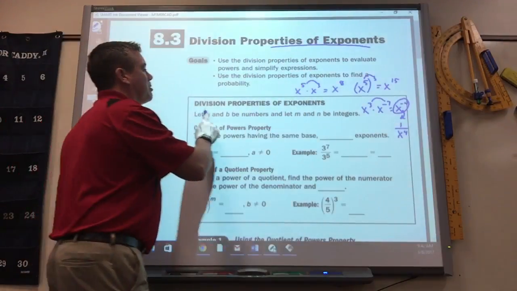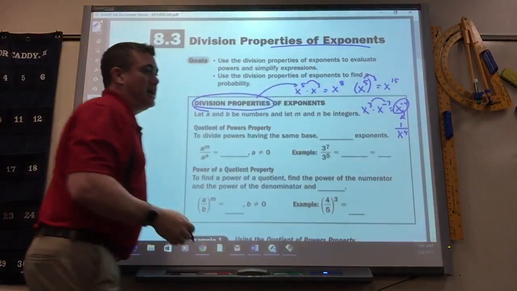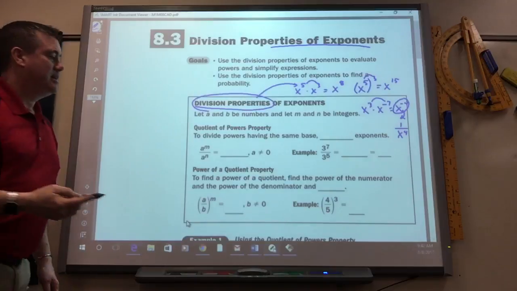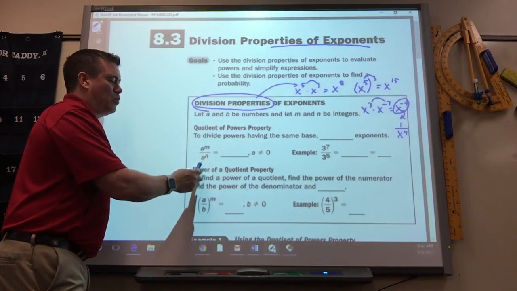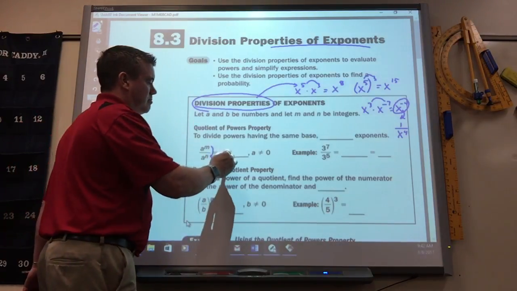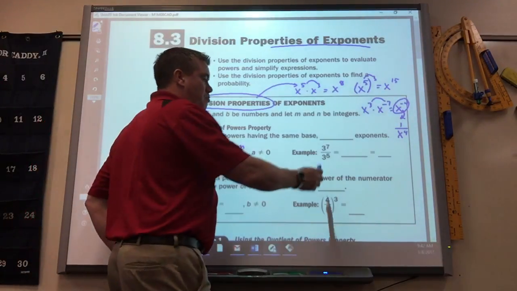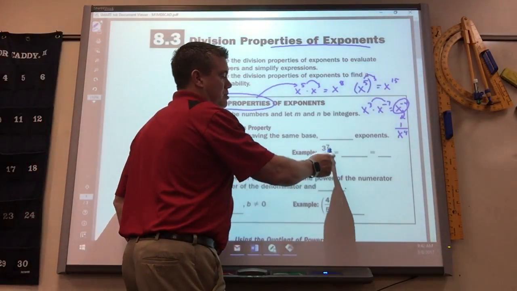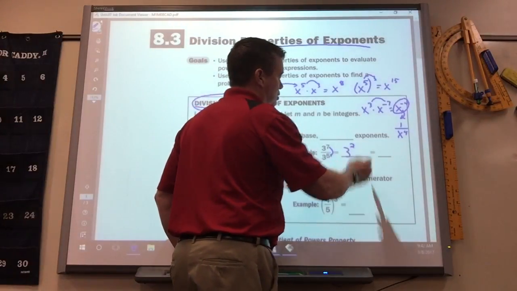So the division property is just the opposite of the multiplication property. So if you're dividing two things with the same base, what do you suppose you do to the exponents? Subtract. Okay, so here's the example. Same base, so you subtract. 7 minus 5 is 2.